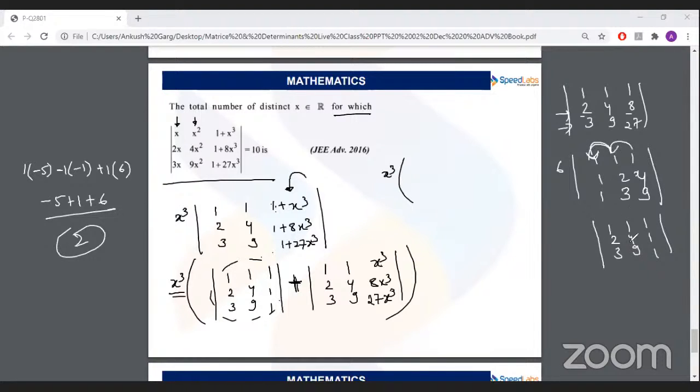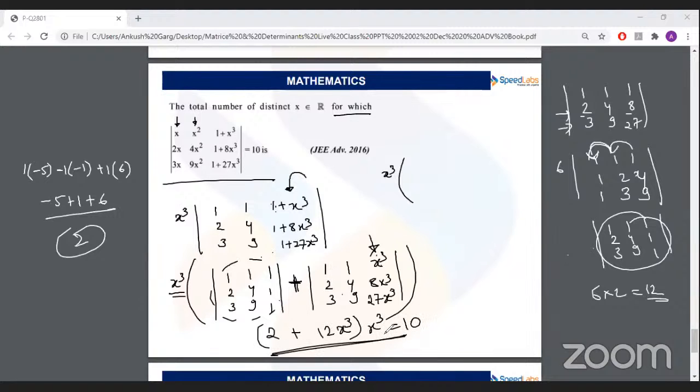So minus minus plus sign also happened, and the value of the determinant came out the same, 2. So this value of determinant will be 6 into 2, that is 12. Okay, and multiplied with the x cube which you take common from this particular column. So it will be (2 plus 12 x cube) into x cube equals 10.